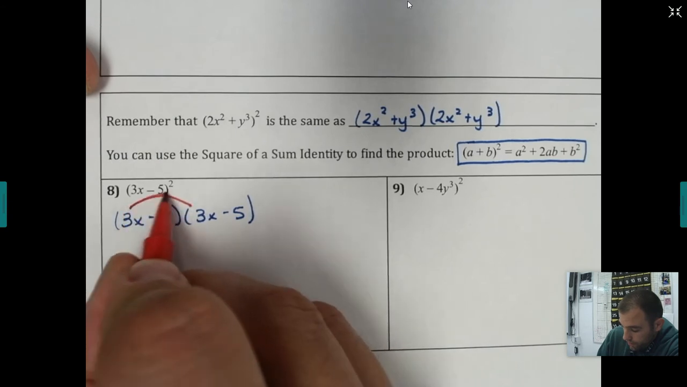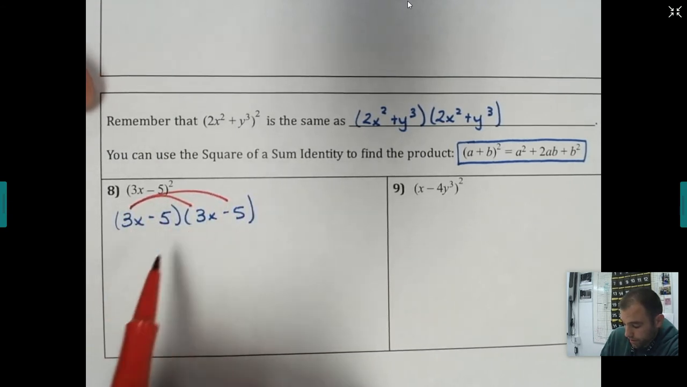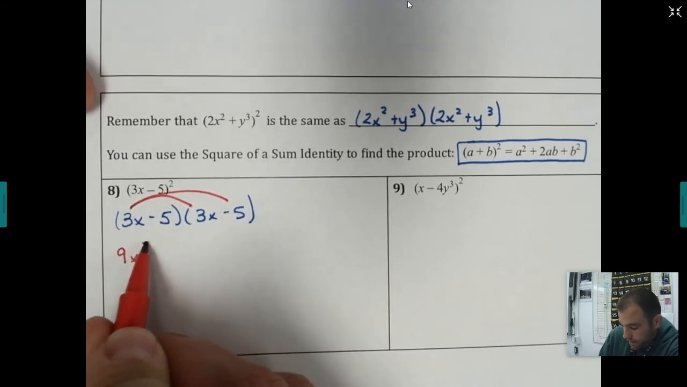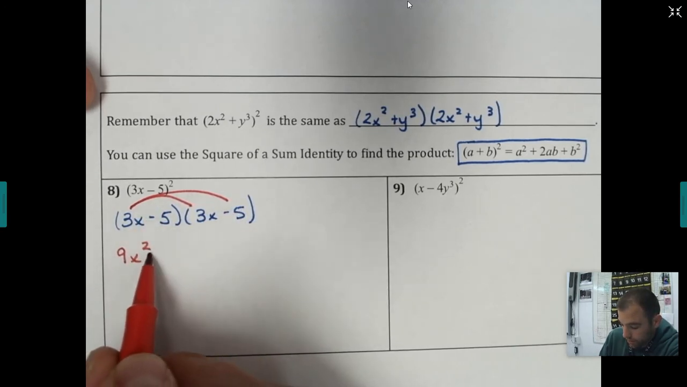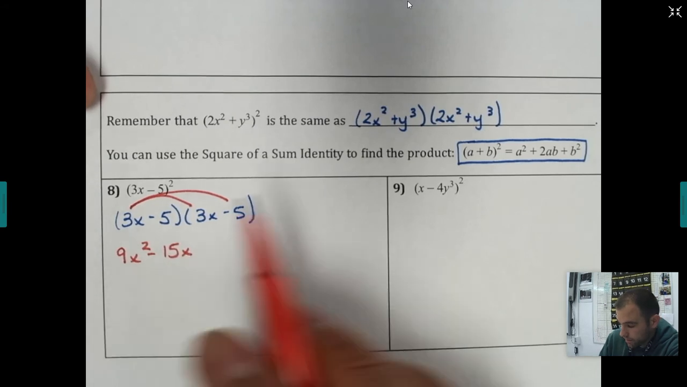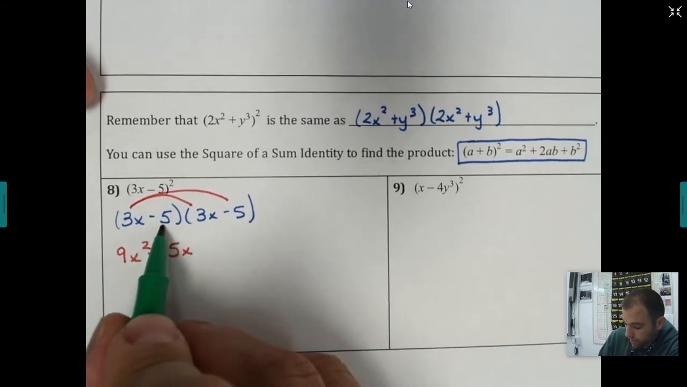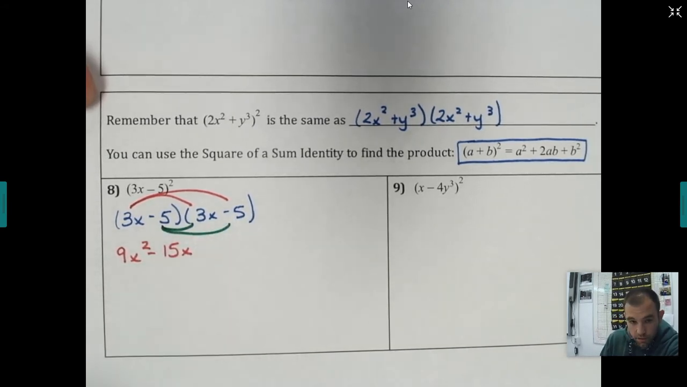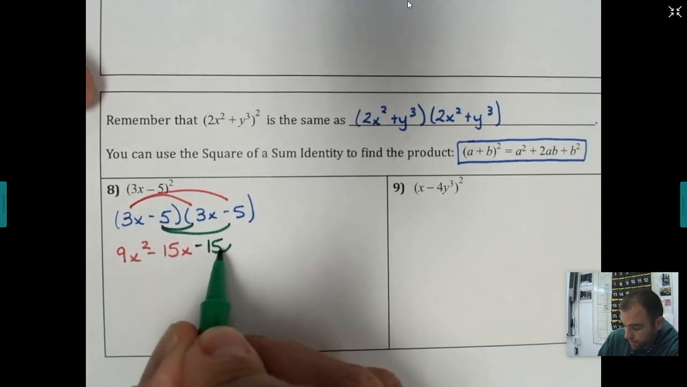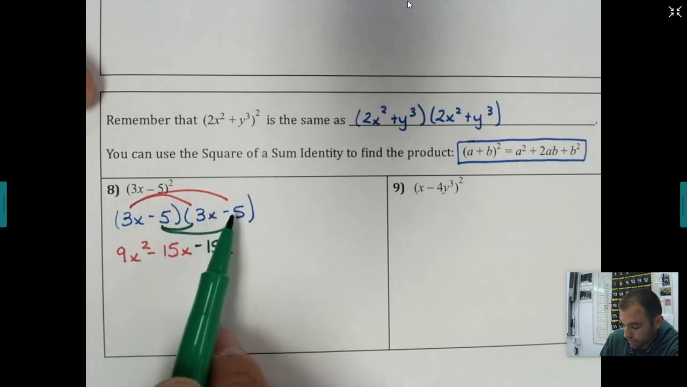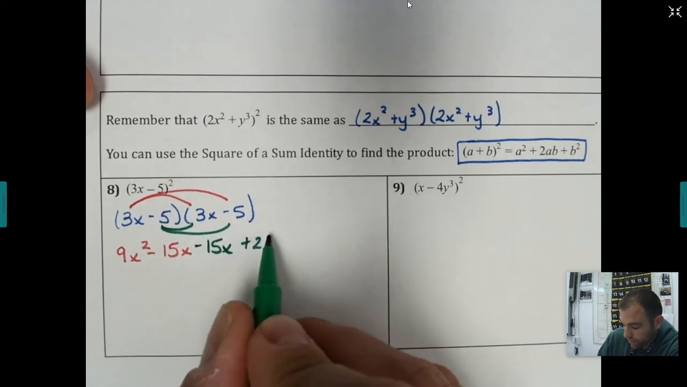So do 3x times both of them. So 3x times 3x is 9x squared. 3x times negative 5 is negative 15x. And then we're going to do it again with the negative 5. Distribute again. So negative 5 times 3x is negative 15x. Negative 5 times negative 5 is 25.